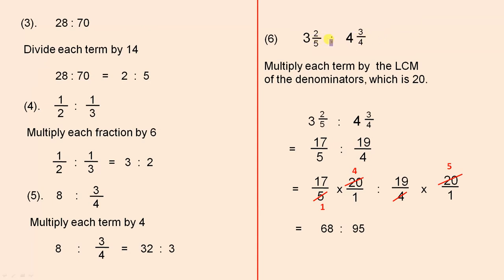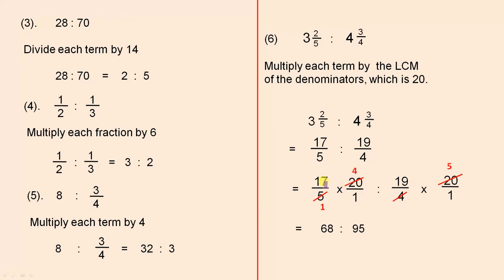The last one's an interesting one. We have 3 and 2/5 is to 4 and 3/4. So multiply each term by the lowest common multiple of the denominators. That's the lowest number that they both will divide into. So you have 5 and 4, and they both divide into 20. So that's our ratio. We change them to an improper fraction. That gives us 17 over 5 is to 19 over 4. Multiply each of them by 20.